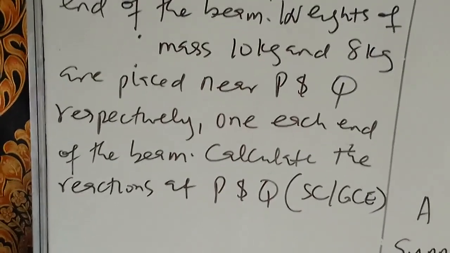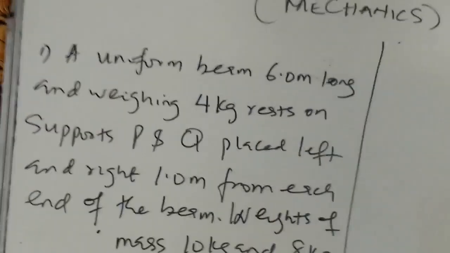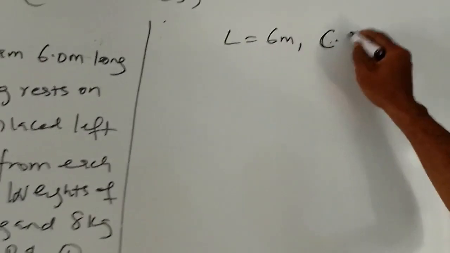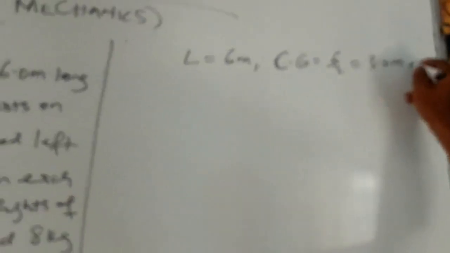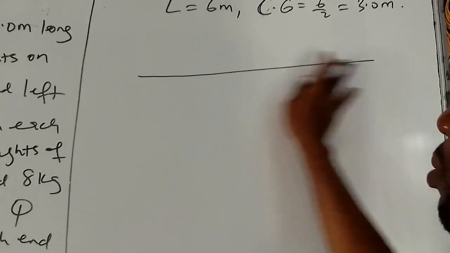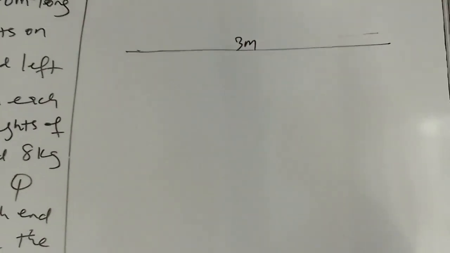So let's go to the board to draw the force diagram. We have a uniform body. The length is 6 meters, and the center of gravity, which I call C of G, will be half of the length, which is 3 meters. So we'll draw a horizontal line to represent the beam, and then we'll locate the center of gravity, which is at the 3 meter point.